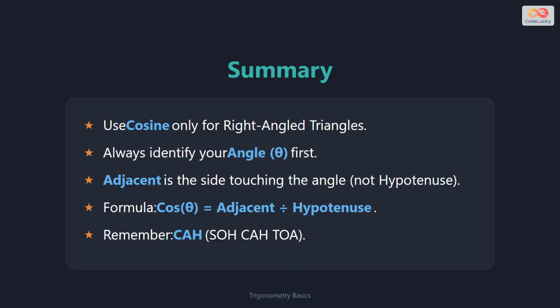To wrap up, remember these key points. Cosine applies to right-angled triangles. Always find your angle first, then label the adjacent and hypotenuse sides. Use the mnemonic CAH to remember that cosine is adjacent divided by hypotenuse. With practice, identifying these sides becomes second nature.